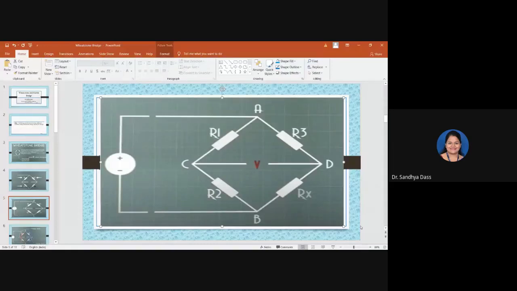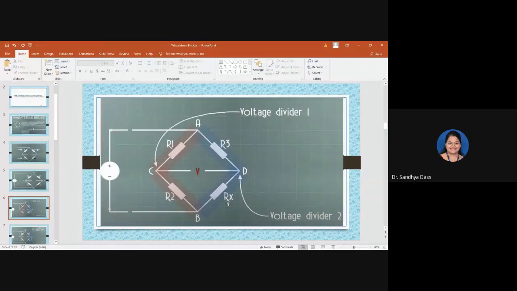As I said, apply the voltage divider here, or in other words, calculate the voltage across point C and point D. So how do we do it? Voltage divider means, say I want the voltage at C, then the voltage across R2 will be the same as the voltage at C, right?